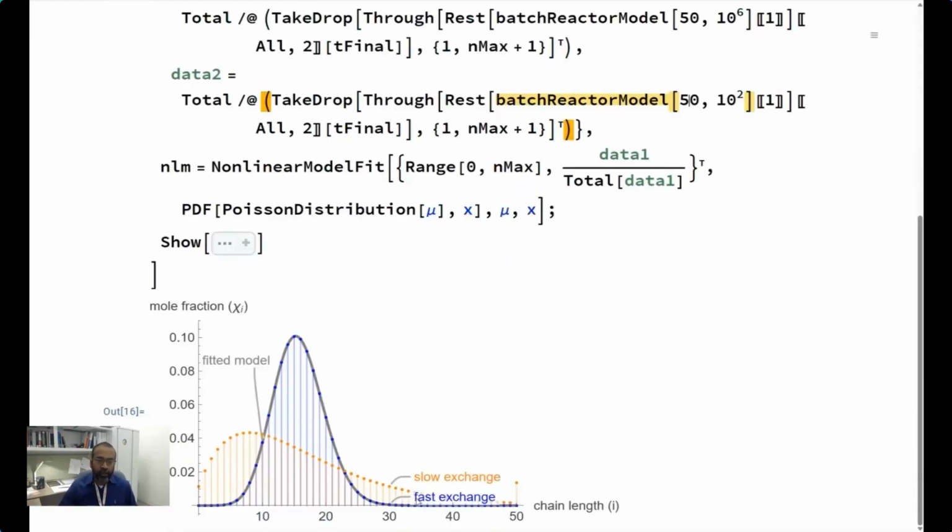Here are the results which show that when there is fast exchange, which corresponds to this first case here, a narrow molecular weight distribution is obtained, and that fits well with the Poisson distribution. When the exchange is slow, the distribution now broadens. And this is a well-known result in the field of controlled or living polymerization where there's no chain termination.